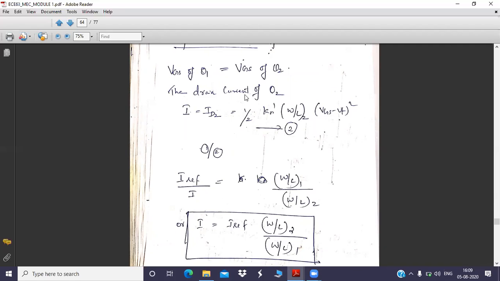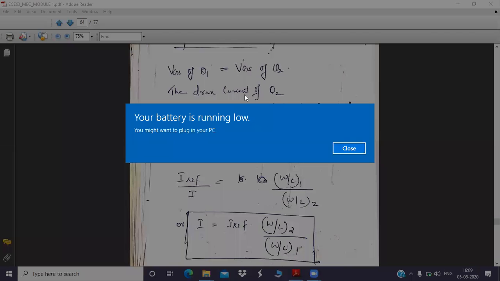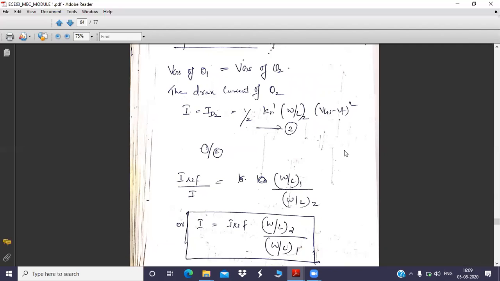Now you just make it reverse. I mean, take the reciprocal. So I by IRF is equal to W by L to the base 2 divided by W by L to the base 1. And you can take this IRF to the right side, so that I is equal to IRF into W by L to the base 2 divided by W by L to the base 1.